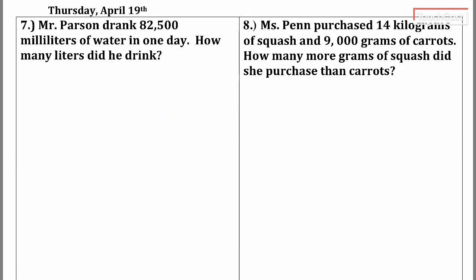Surprise! I'm doing number 8 instead of number 7, because number 8's harder, and I want you guys to be able to practice it correctly. Okay, Ms. Penn ordered 14 kilograms of squash and 9,000 grams of carrots. How many more grams of squash did she purchase than carrots? Yes, that is trickier. So, yeah, this other one is just a basic conversion. We're good. Okay, so we have kilograms, grams. But we're solving for grams.